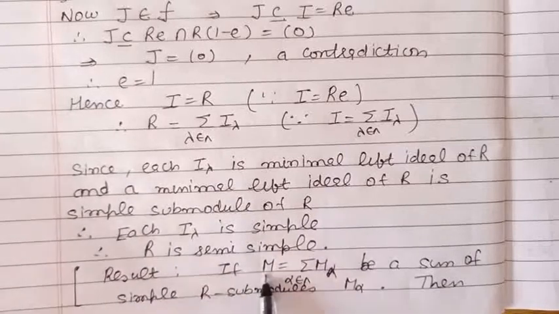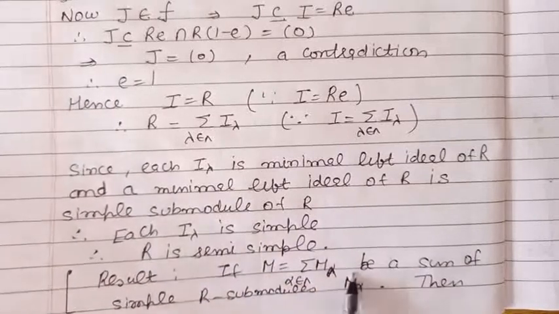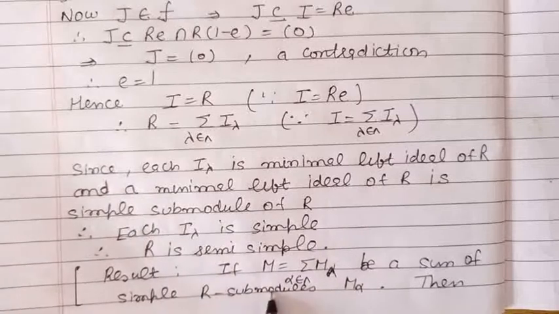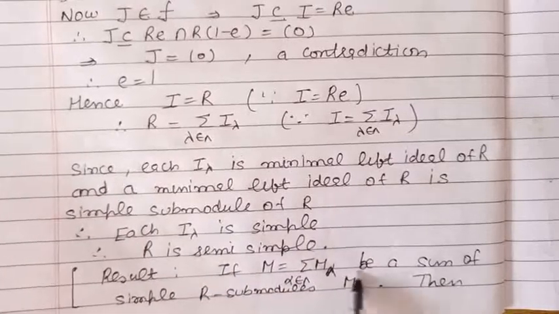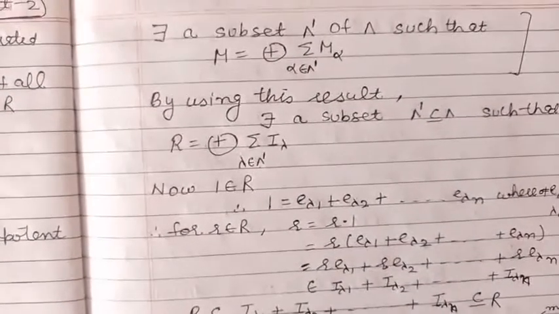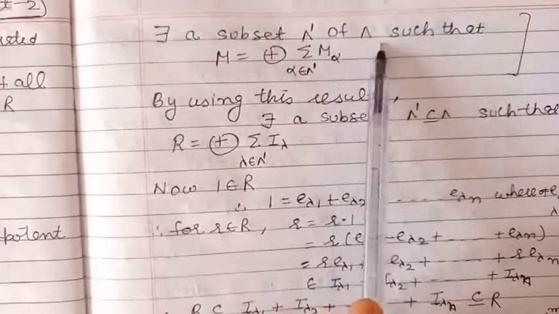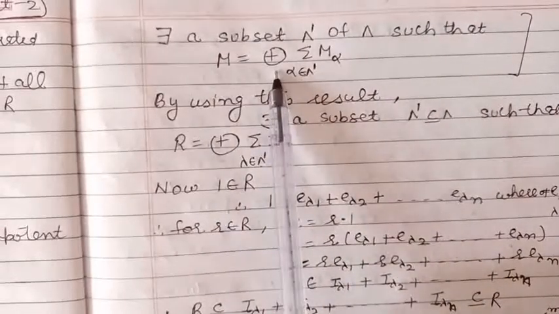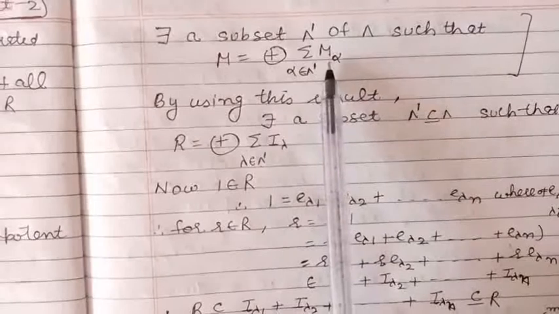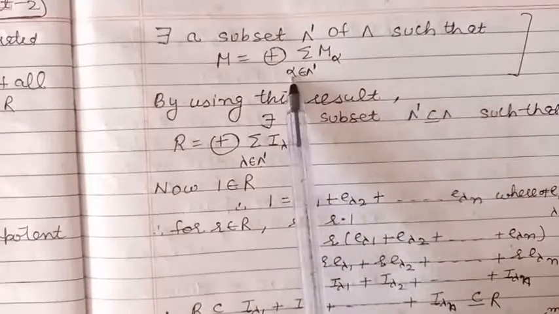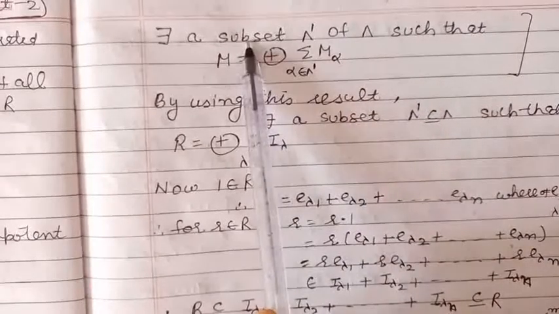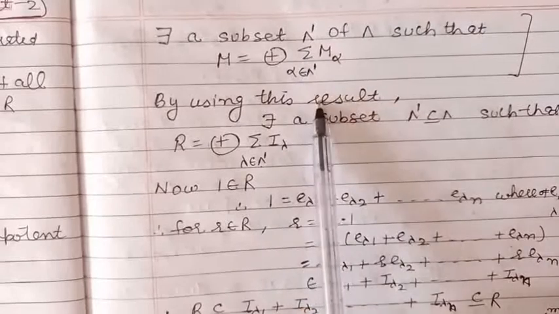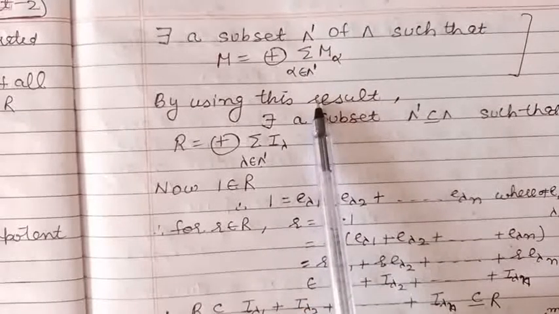According to this theorem, if M is the sum of simple R sub-modules M alpha, then there exists a subset lambda dash of lambda such that M can be written as the direct sum of the members M alpha, where alpha belongs to this subset lambda dash. So we can use this result here because here R is semi-simple.